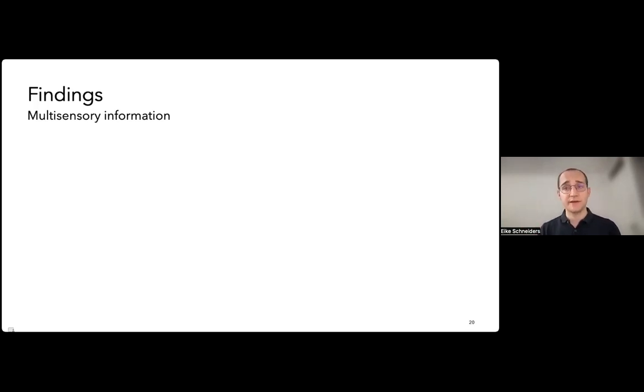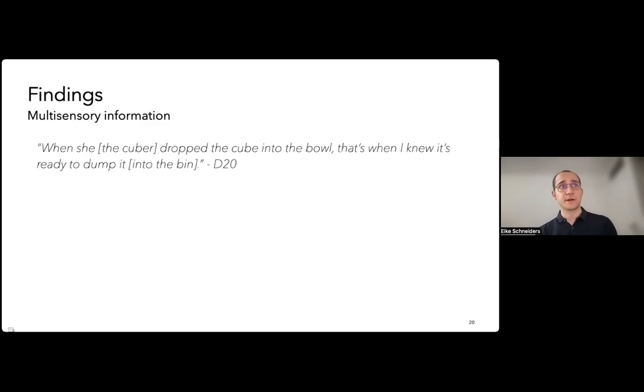But this was perceived as high-value feedback, making it easier to coordinate the collaborative effort without having to permanently rely on visual information to identify once one iteration was completed. And this was mentioned by both dyads and triads. So for instance, dyad 20 mentioned that when she, the cuber, dropped the cube into the bowl, that's when I knew it's ready to dump it into the bin, meaning the bowler relied on the click sound of the cuber's dropping of the cube to see that this task iteration was actually completed.